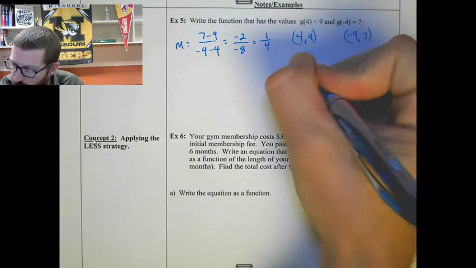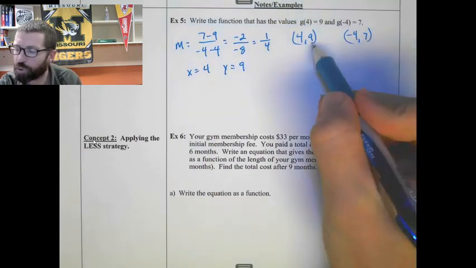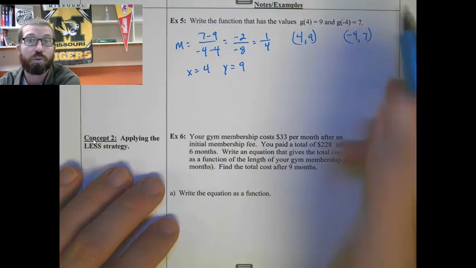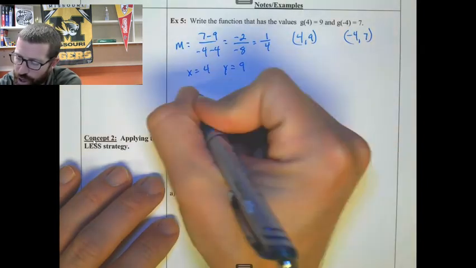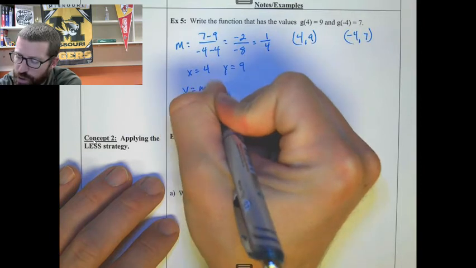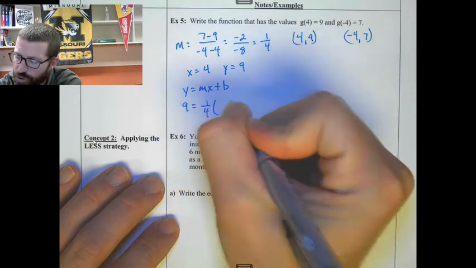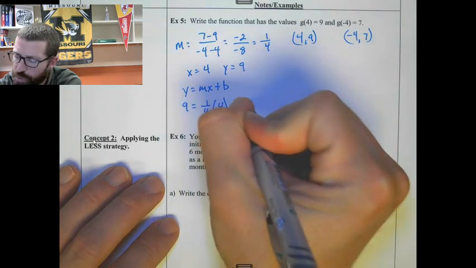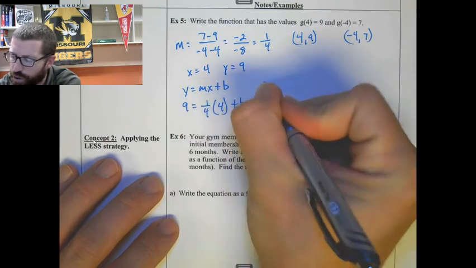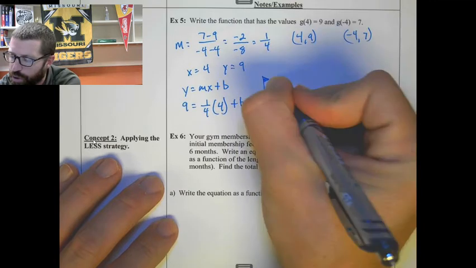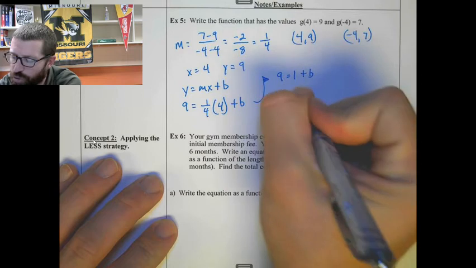Okay, and then let's use x equals 4 and y is equal to 9. Let's use this first point just to avoid the negative, although either point works. And we don't know what b is, but we know y is 9. Let's write this. So y is 9, m is 1/4, x is 4, and then we're looking for b. These multiply just to 1. Let's put that up here. 9 is equal to 1 plus b, and so 8 is equal to b.